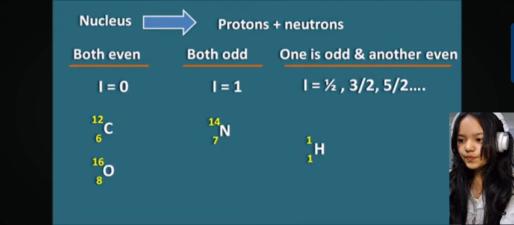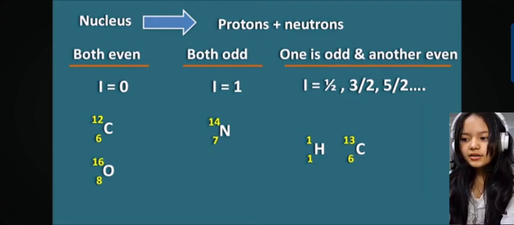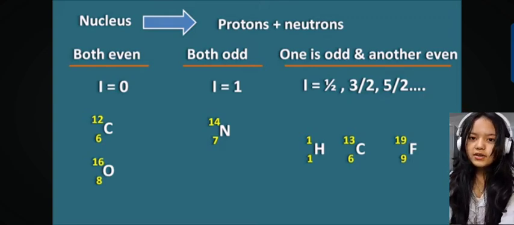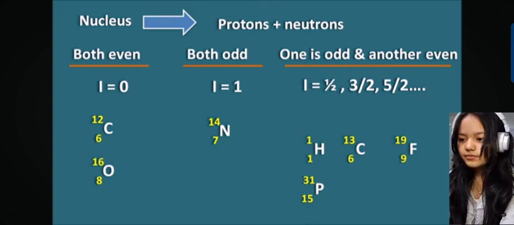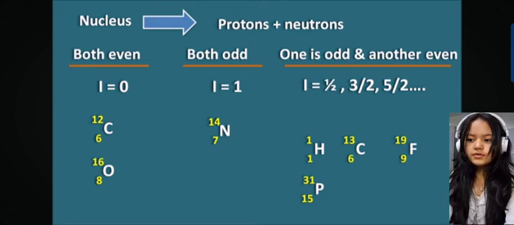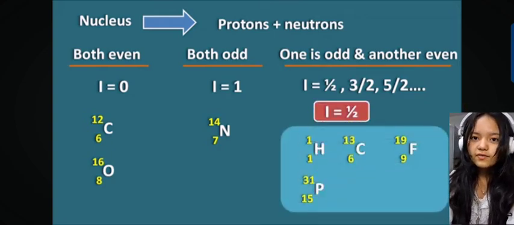Similarly, the carbon isotope 6C13 has 6 protons and 7 neutrons. That means it has an even number of protons and an odd number of neutrons. Another nucleus is 9F19. Fluorine has 9 protons and 10 neutrons, so it has an odd number of protons and an even number of neutrons. Similarly 15P31 has 15 protons and 16 neutrons. So these are examples of nuclei which have either an odd number of protons and an even number of neutrons, or an even number of protons and an odd number of neutrons. These nuclei can have I equal to half, and only these nuclei can give NMR signals.